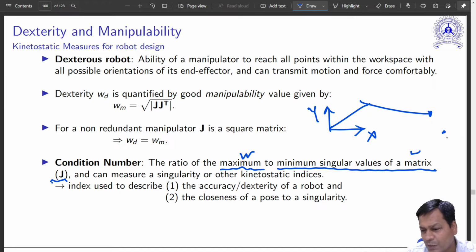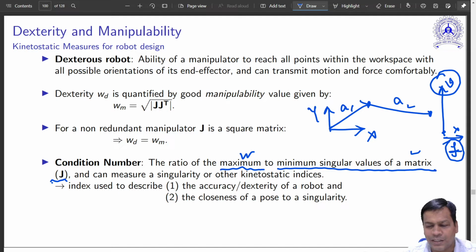In that case, you cannot apply any force in this direction. If it is fully extended, it cannot apply any force in this direction, but it can have maximum velocity in this direction. Just follow what I am saying. So in this direction you have maximum velocity and zero force. That is the first thing to carry away. I am assuming this arm is fully extended, something like this.